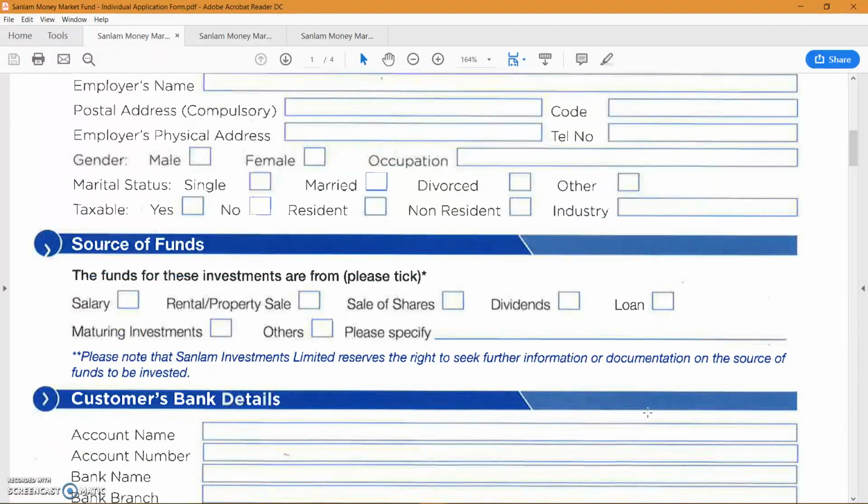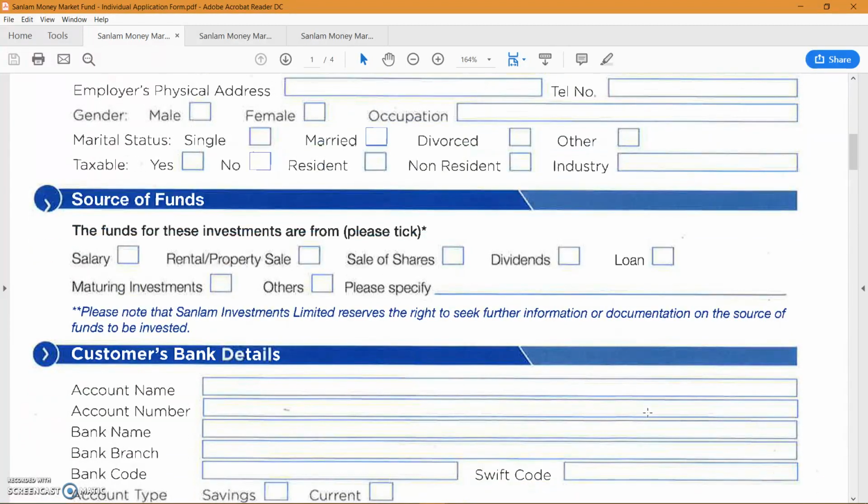As I said, money laundering is a risk, and therefore Sanlam would want to know what's the source of your funds. So you'd tick on the respective box here, and if the source of your funds are not within these categories, then you'd have to specify what type of income this is. So for example, if you're a farmer, then you can talk about agriculture here, or if you have a business.